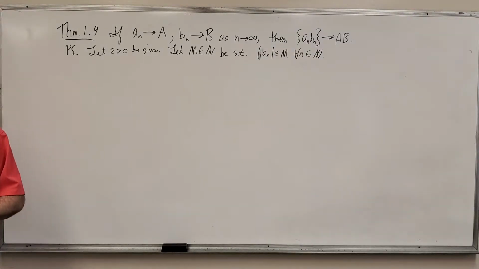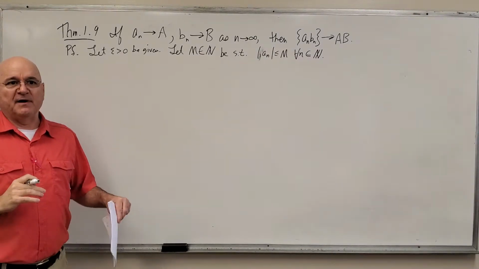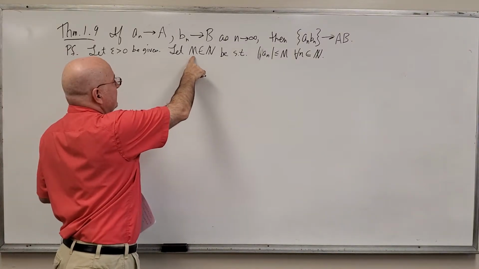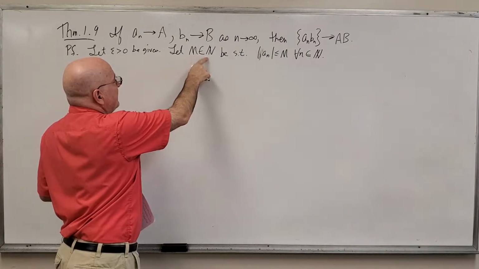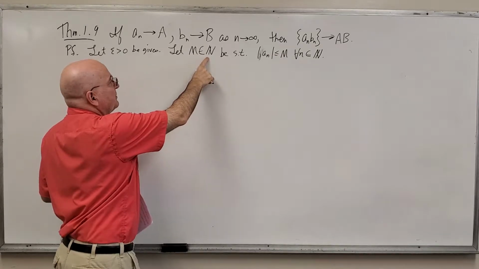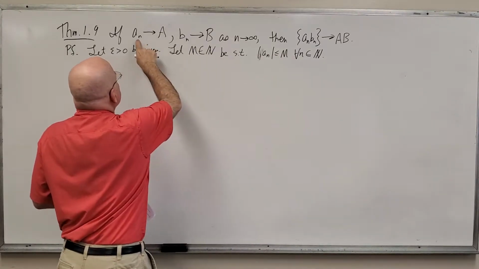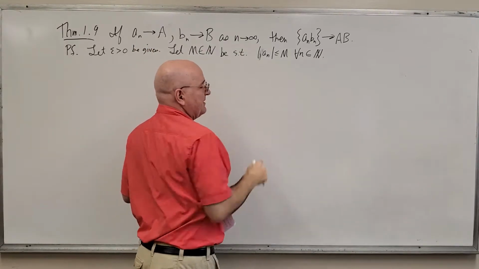And I won't write down the justification for that. Why am I allowed to say that, though? Why do I know that this M exists? Let M be a positive number, a natural number, such that the absolute value of every single element in this sequence is less than or equal to M.